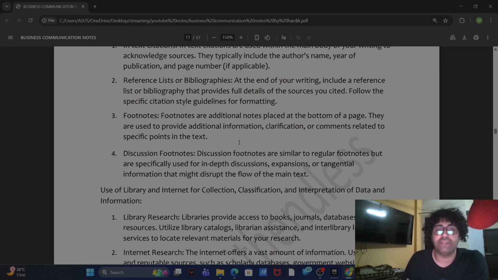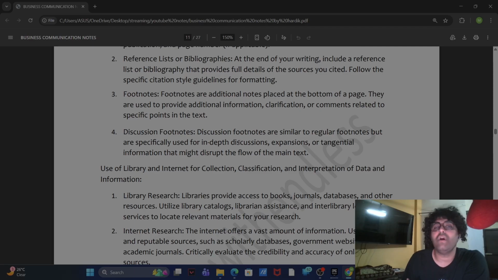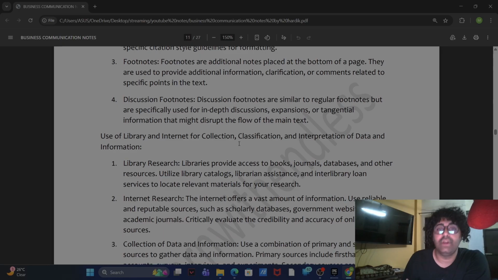Footnotes. Footnotes are additional notes placed at the bottom of a page. They are used to provide additional information, clarification, or comments related to specific points in the text. Discussion footnotes. Discussion footnotes are similar to regular footnotes, but are specially used for in-depth discussions, expansions, or tangential information that might disrupt the flow of the main text.